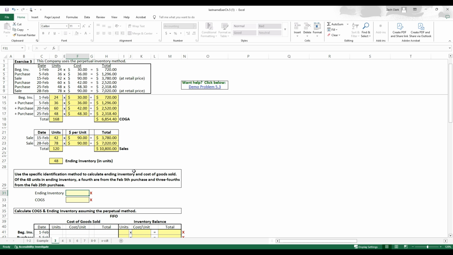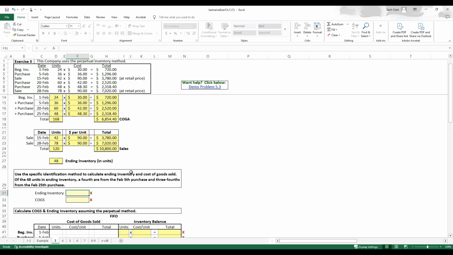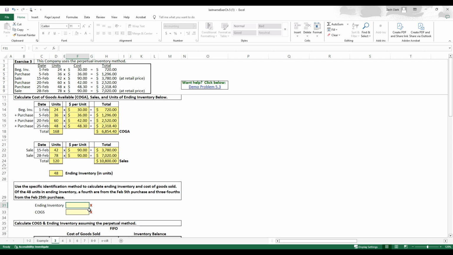Now we're going to go through and figure out ending inventory and COGS from the different methods. Specific identification is the easiest one because we don't have to do as much of the layers and analyzing first in, first out, or last in, first out, etc. It basically tells us that of the 48 units in ending inventory, a fourth are from the February 5th purchase, and 3/4 are from the February 25th purchase.